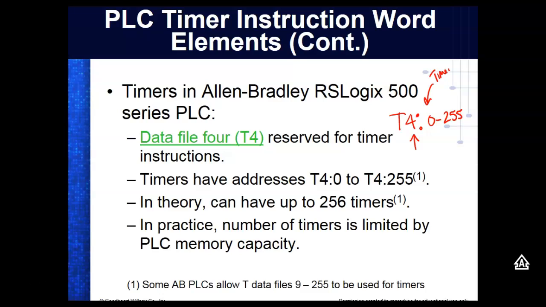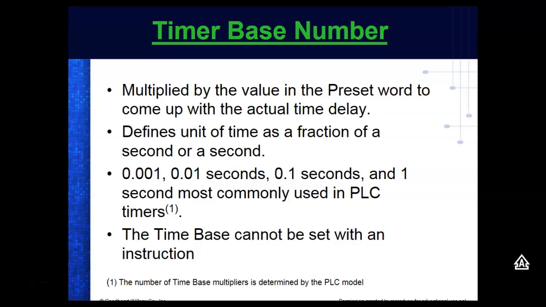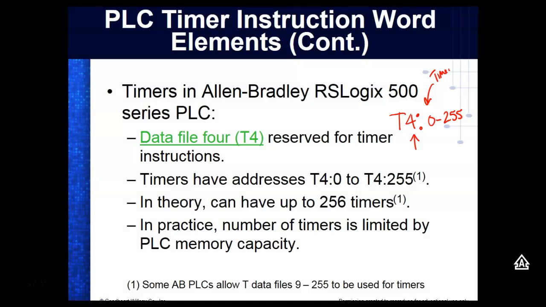In theory, we can have 256 timers, but in practice, the number of timers is limited by the memory capacity of the PLC. By the way, each timer takes 3 words of memory. So when we say 255, that's not 255 bytes. That's 255 times 3 times 2. So that's how much memory we could set up for timers.